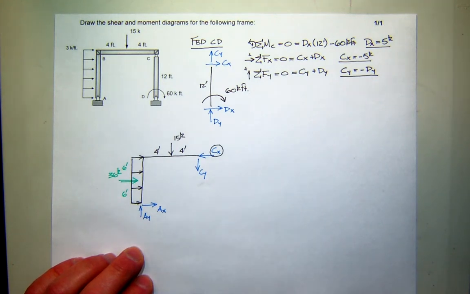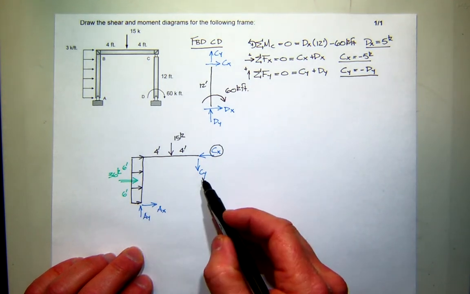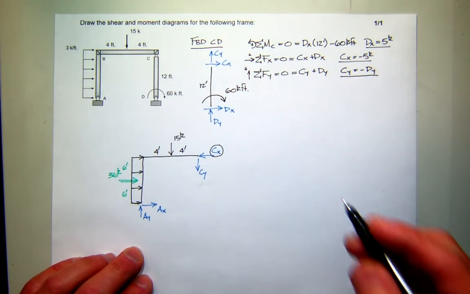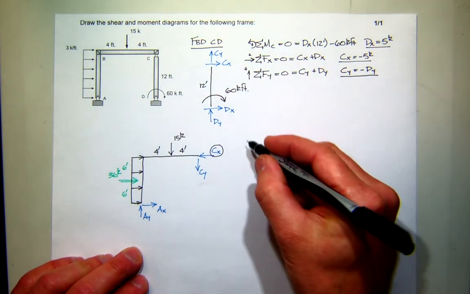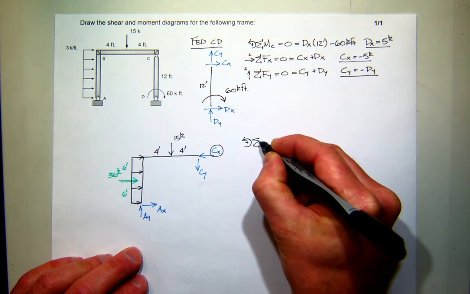What else could I do? I would take a moment about A because I don't have to worry about A, and then I have only one unknown, CY. Of course, when I find CY, I have found DY. All right, so let's sum moments about A.